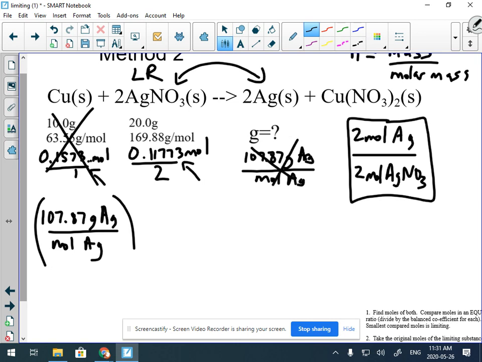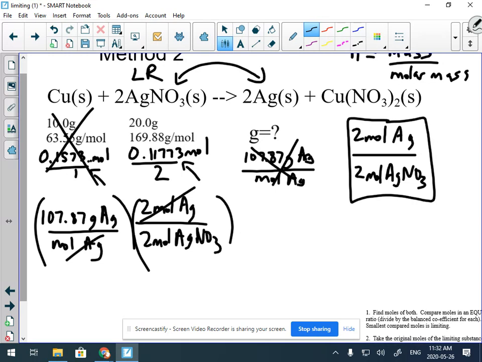Okay, that's used up. How do I get rid of mole silver? I'm going to use the mole ratio: 2 mole silver over 2 mole silver nitrate. Now here's the cool thing. Guess what I've already calculated? The moles of silver nitrate. I don't need to do mass and molar mass. I can, but I've already calculated the moles of silver nitrate. So I just need to put those in there.